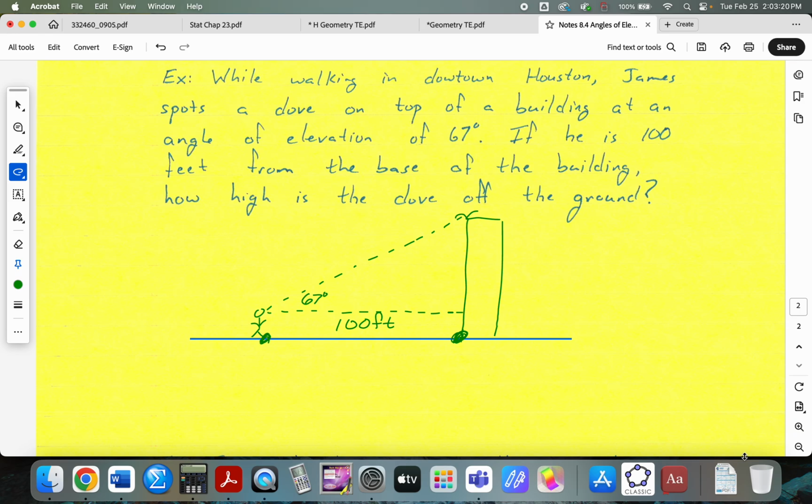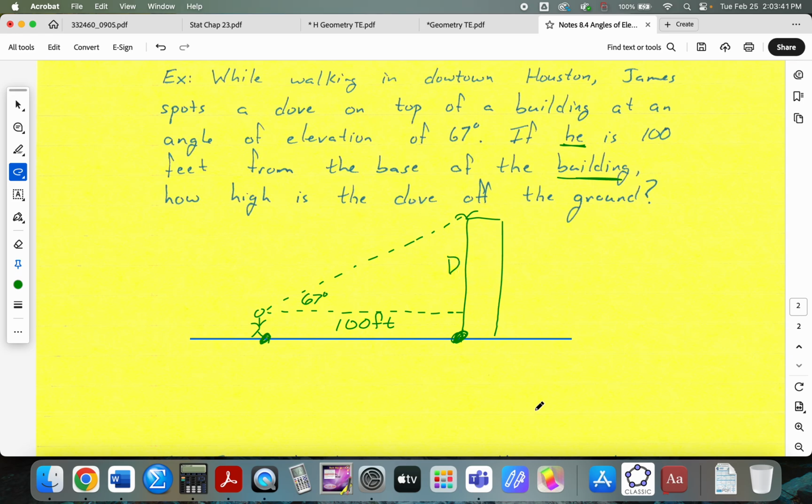Occasionally I have students have difficulty placing that. The base is on the ground, he's on the ground, this distance is 100 feet. It says he, being James, is 100 feet from the base of the building. So in between those two is 100 feet. And we want to know, how high is the dove off the ground?